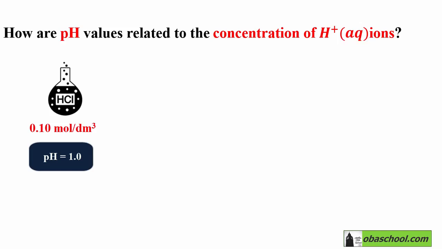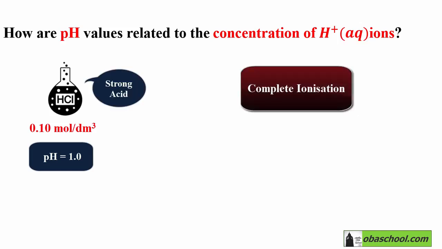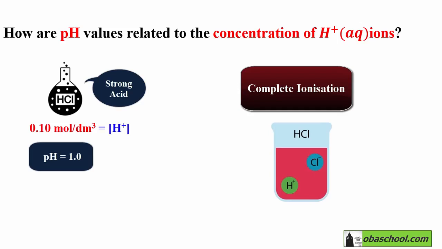Remember that HCl is a strong acid, which means that it ionizes completely in water to produce H+ ions and Cl- ions. In other words, the concentration of H+ ions is equal to the concentration of HCl, which is equal to 0.1 mole per cubic decimeter. So the pH of this solution is equal to 1.0.